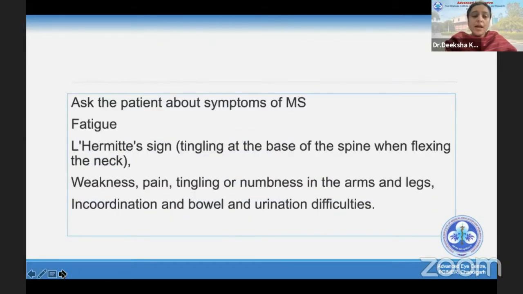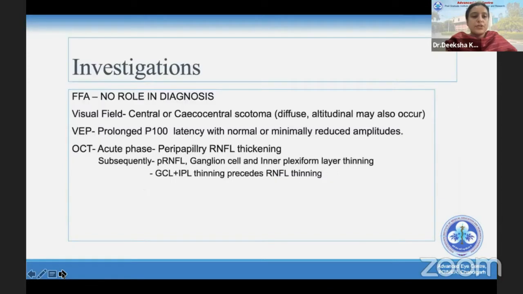If such features are present, we should ask the patient about additional features which may suggest the symptoms of multiple sclerosis, and that includes fatigue, tingling at the base of the spine when flexing the neck, any weakness, pain, tingling or numbness in the arms and legs, any bowel or urinary difficulties or incoordination of the movements. A fluorescein angiography generally has no role in the diagnosis unless we are suspecting alternate pathologies.